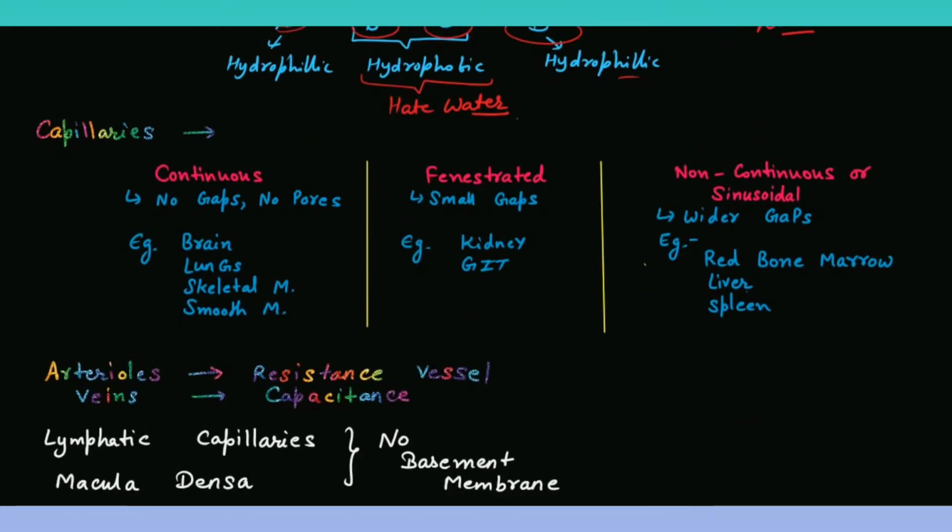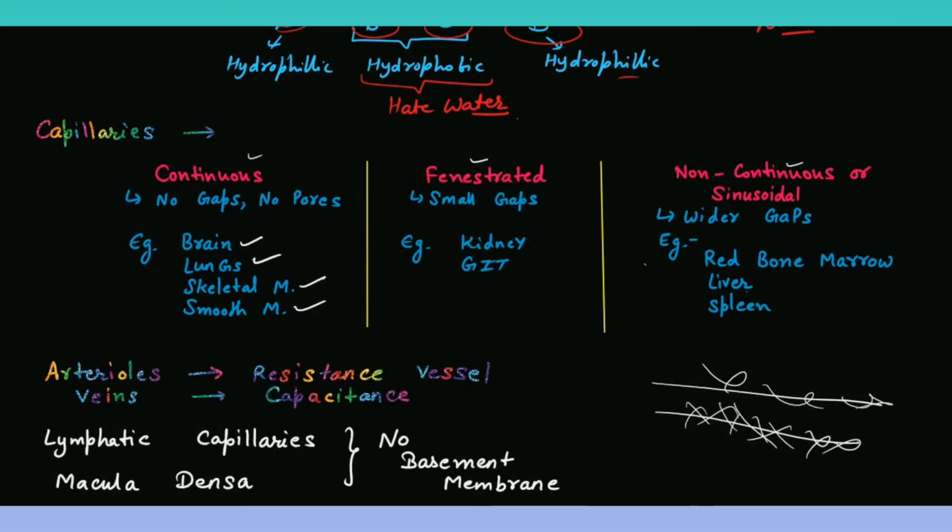Then capillaries. There are 3 types: continuous capillaries, fenestrated, and non-continuous or sinusoidal. Continuous means no gap anywhere, no pores, continuous capillary. Examples: brain, lung, skeletal muscles, smooth muscles. In these continuous capillaries there is no leakage of blood or anything, no gaps, no pores.